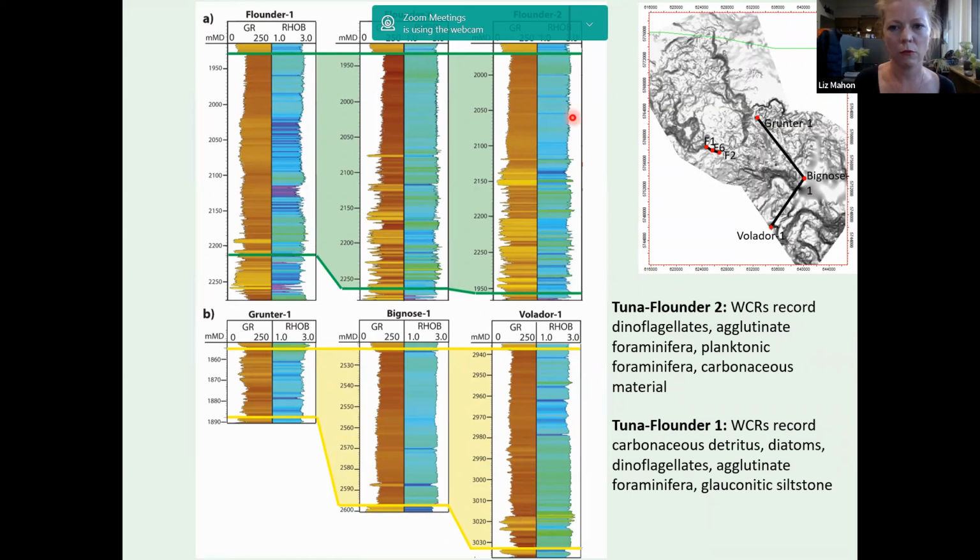Then if we look at the Flounder wells in Tuna Channel 2, again, we see a relatively high gamma ray response. The Flounder Formation in this channel tends to be a little bit sandier, so we do see more of a serrate log character. But again, well completion reports recorded dinoflagellates, agglutinated foraminifera, planktonic foraminifera, and carbonaceous material all throughout these sediments.